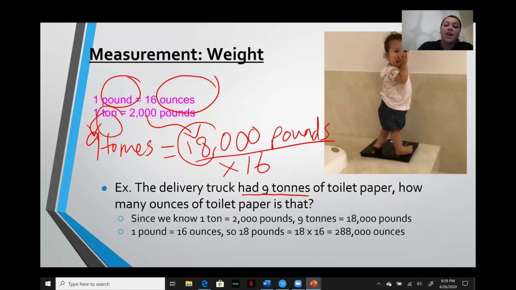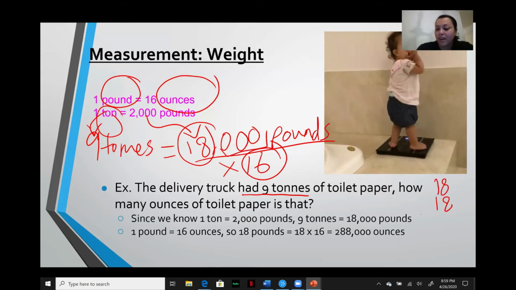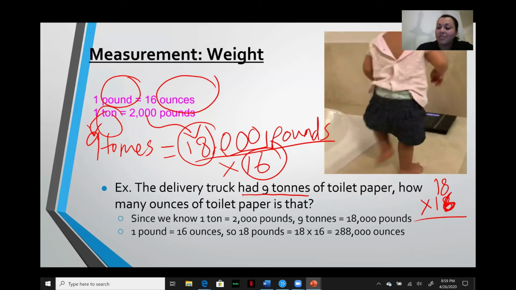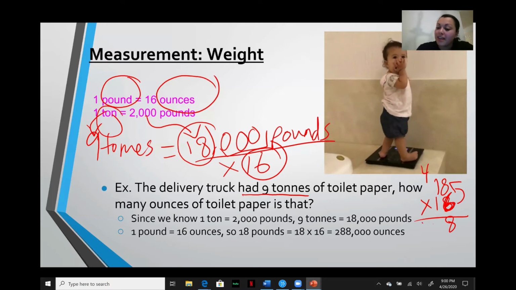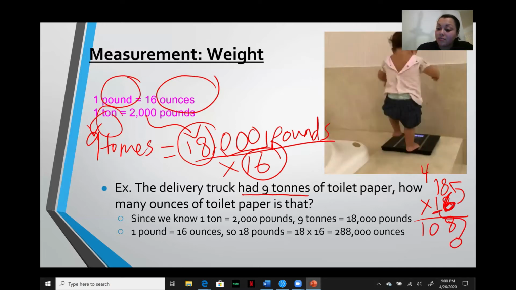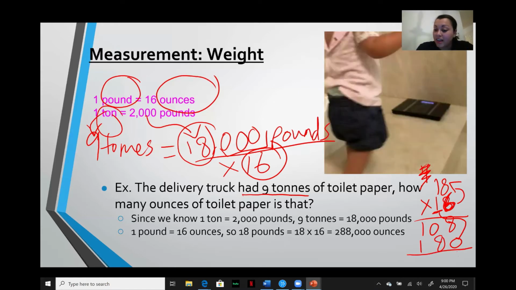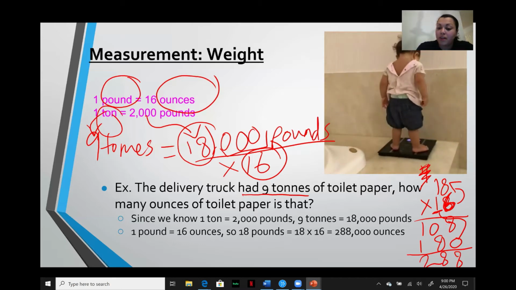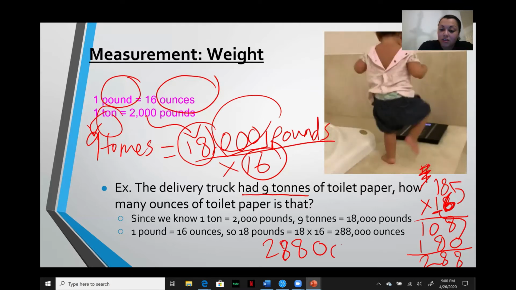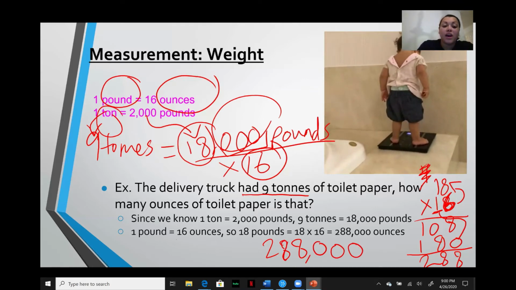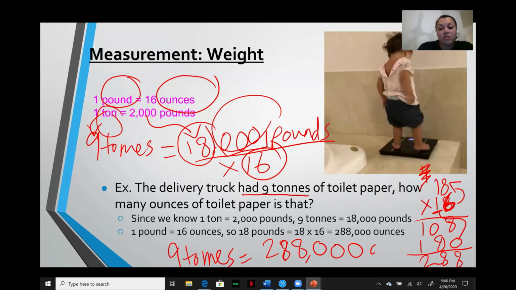So all I really have to do is 18 times 16 and then add my 3 zeros. So again, if I have 18 times 16, 6 times 8 is 48. 6 times 1 plus 4 is 10. This 1 is really a 10. 1 times 8, 1 times 1. So then I add these, I get 8, 8, 2, but I still had my 3 zeros. So my answer is 288,000. So 9 tons equals 288,000 ounces.